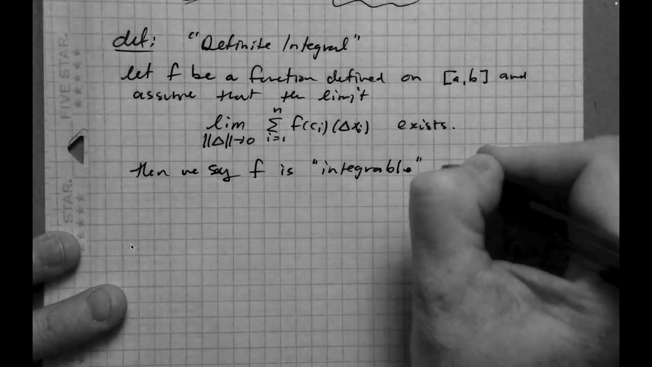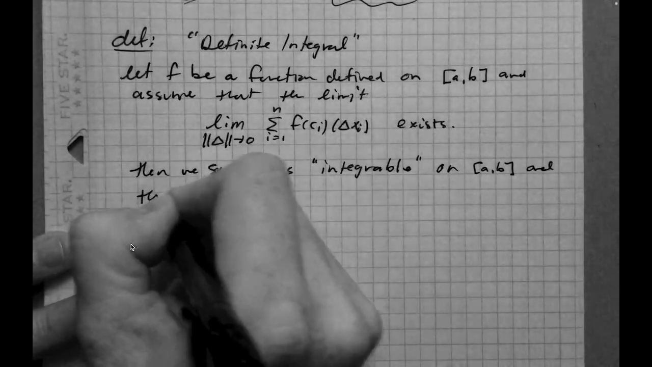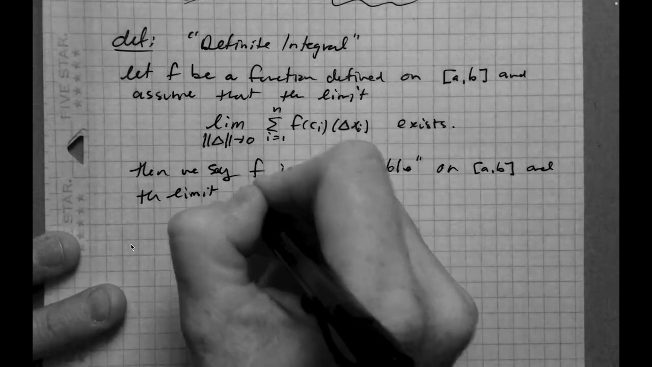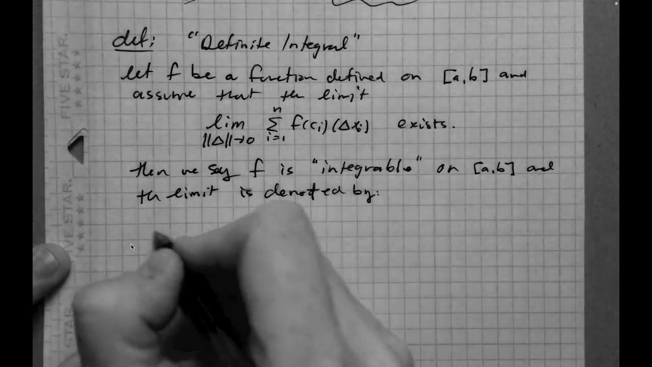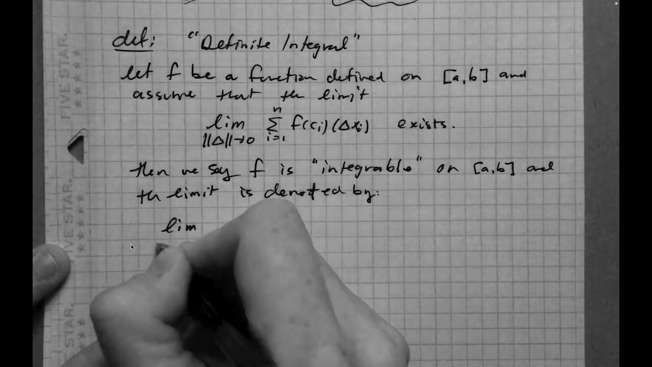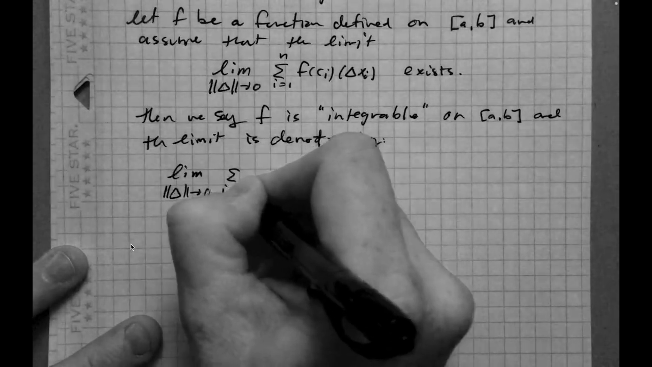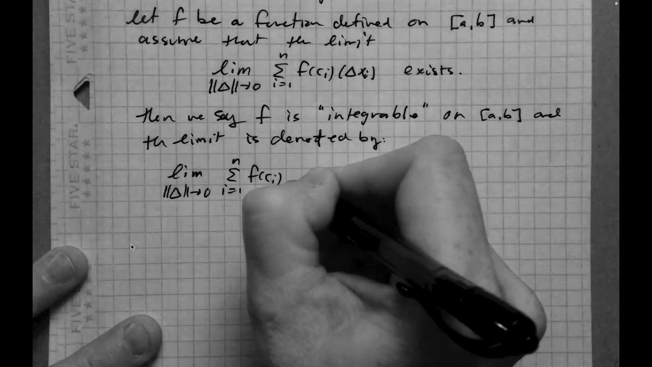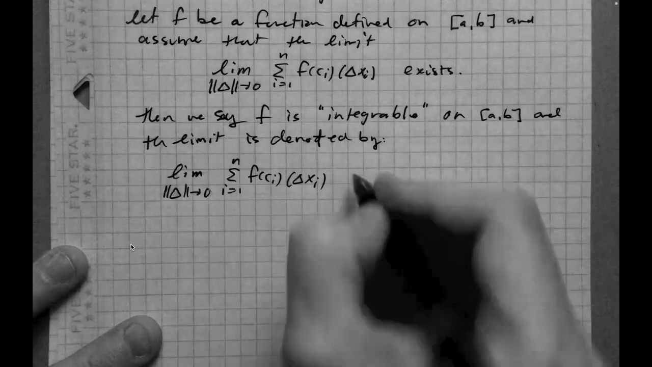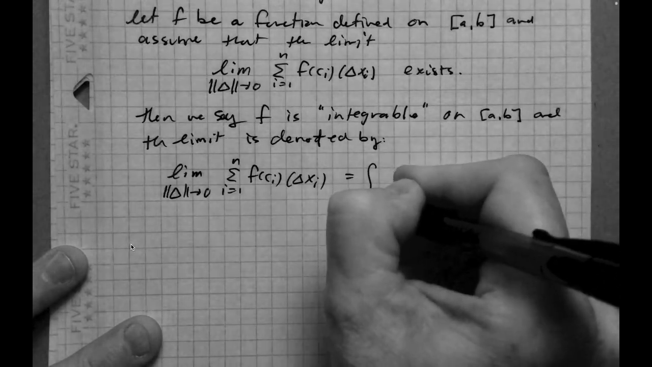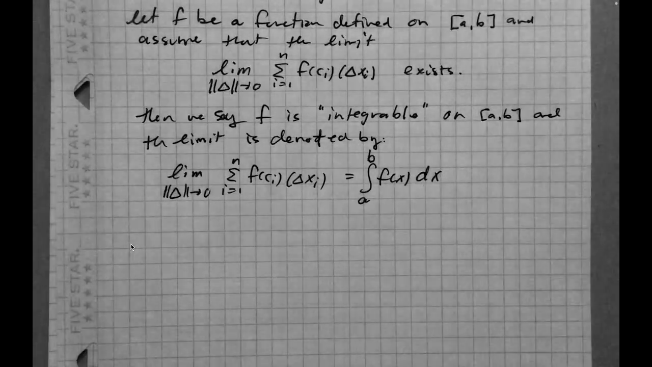And the limit is denoted by, so here's what we'll say. It's basically exactly the same thing, but I'm going to write it again. The limit as the norm of the partition goes to 0 of the sum i equals 1 to n of f of ci delta xi. This limit is equal to the integral from a to b of f of x dx.